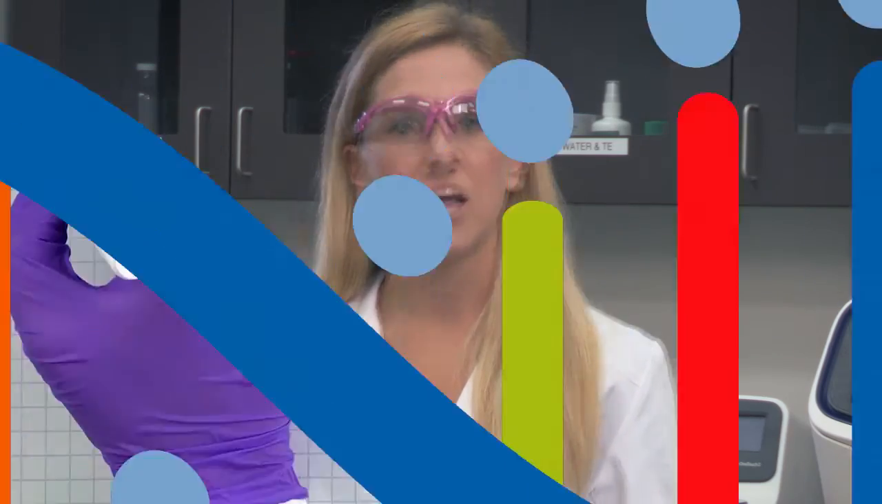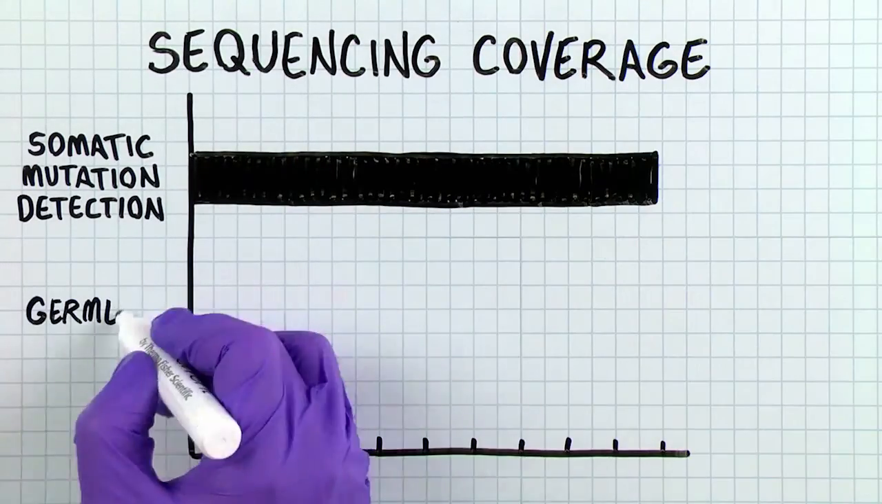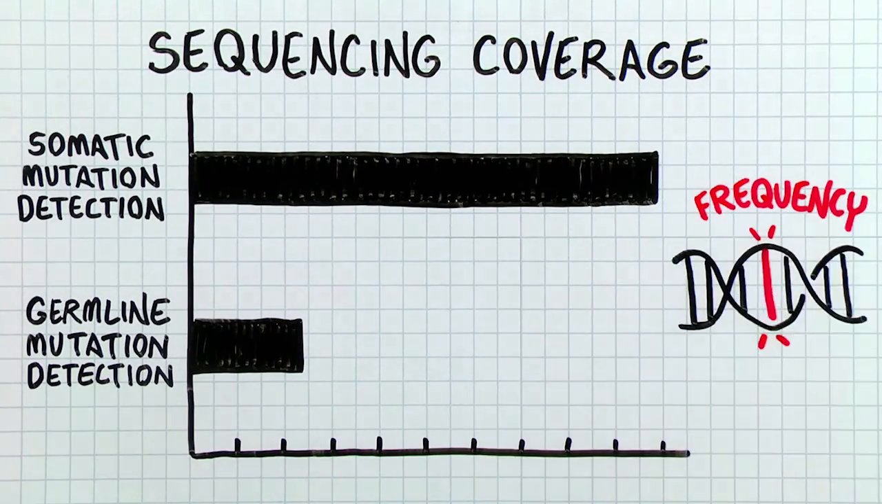You may now be asking yourself, well, how do I know how much sequencing coverage I need? Well, it all depends on your application. For the sake of time, we'll focus on the common application of mutation detection. Somatic mutation detection generally requires more sequencing coverage than germline mutation detection. And this is due to the frequency of the mutations.